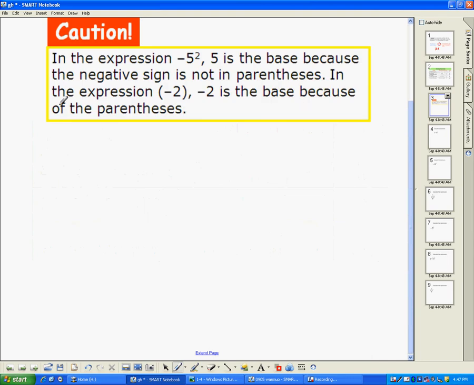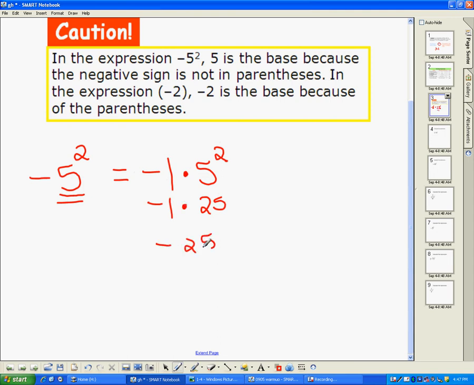Now, when you're dealing with exponents, it's really important that you understand about the base, and especially if they're negative numbers. So if I gave you a problem like negative 5 squared, the base here is simply just the 5, meaning that this is the same thing as negative 1 times 5 squared. This negative sign goes with the whole problem, not with the base. So if I do the math on this one, 5 squared is equal to 25, and then negative 1 times 25 is equal to negative 25. So negative 5 squared is equal to negative 25.